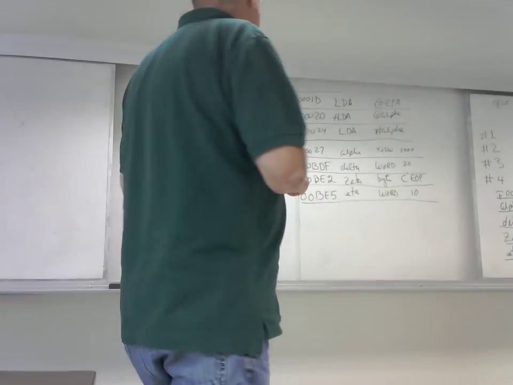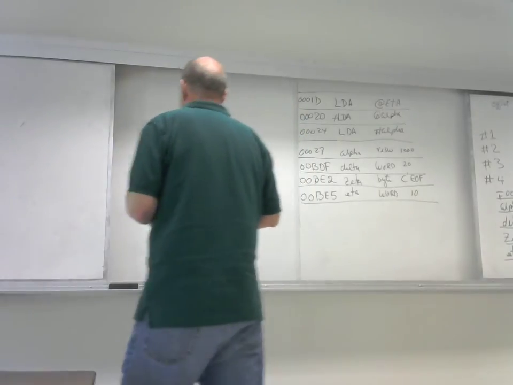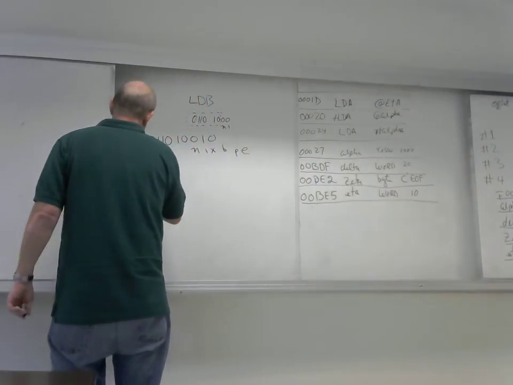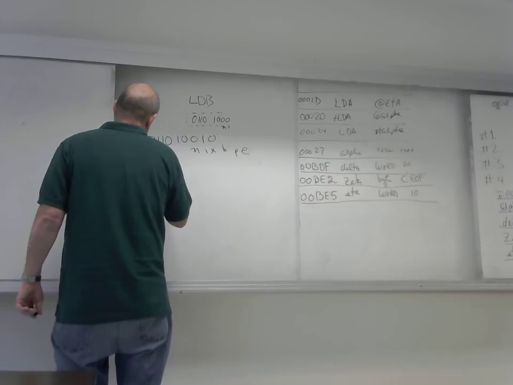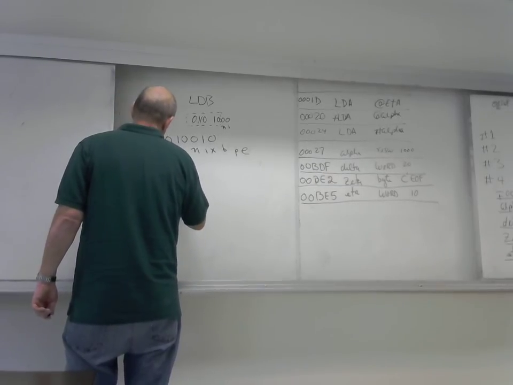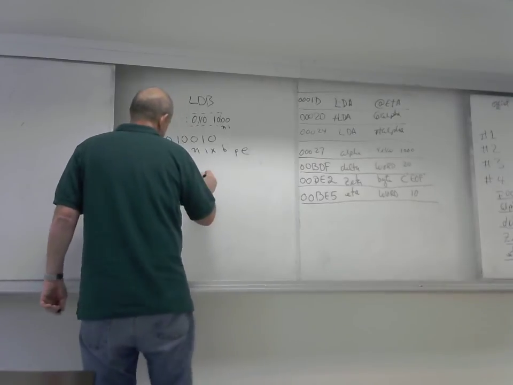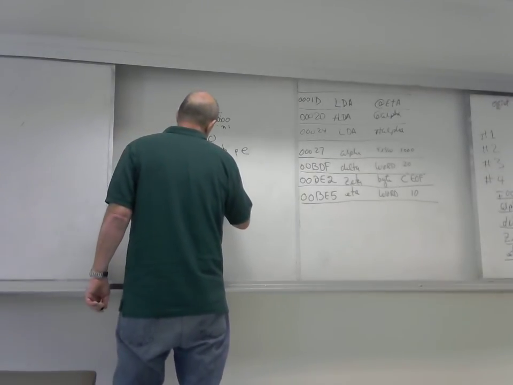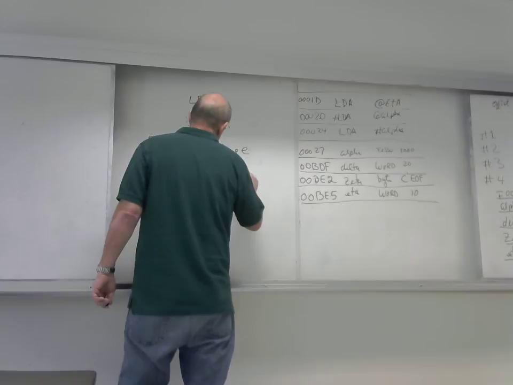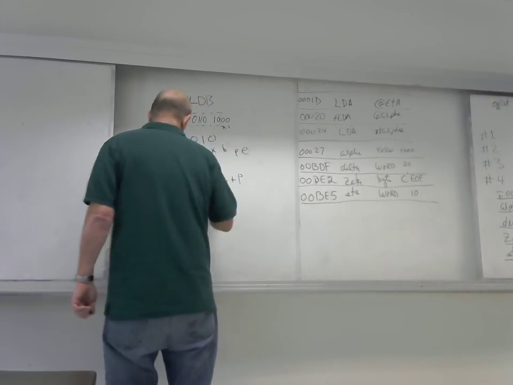Okay, how does PC relative mode work? Offset, the offset is equal to destination minus source plus P's or program counter. Let me do that.